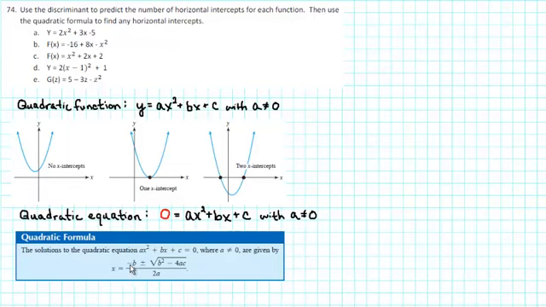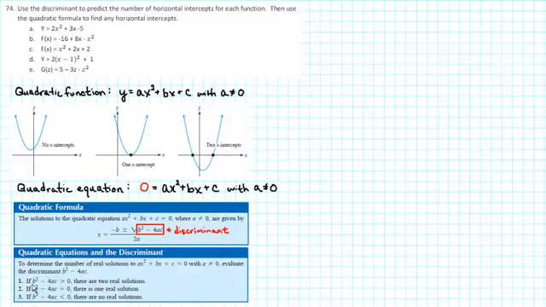x is equal to the opposite of b plus or minus the square root of b squared minus 4ac, all divided by 2a. The expression under the radical, b squared minus 4ac, is called the discriminant, and we can use the discriminant to determine the number of solutions to the quadratic equation. If the discriminant is positive, then there will be two real solutions.